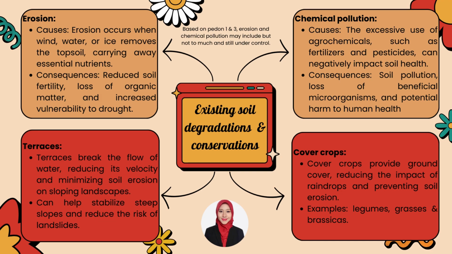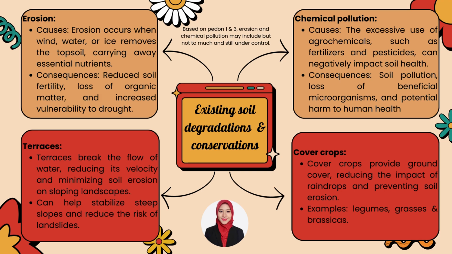The examples of cover crops are legumes, such as clover, peas, or vetch, which fix nitrogen in the soil. Second, grasses, such as rye, oats, or barley, which provide good ground cover. And the third is brassicas, such as radishes or mustard, which can help break up compact soil.